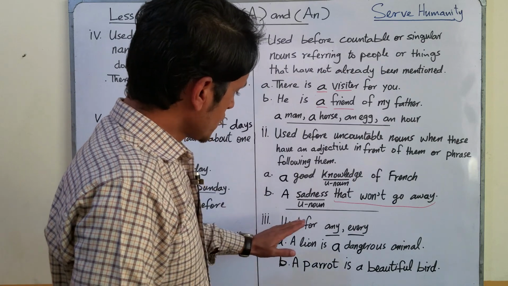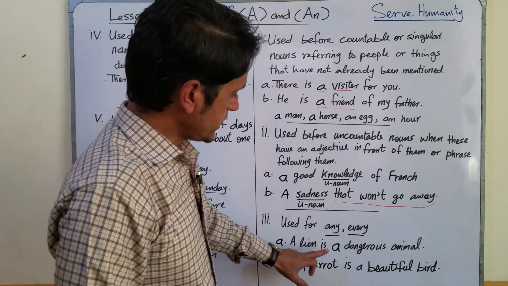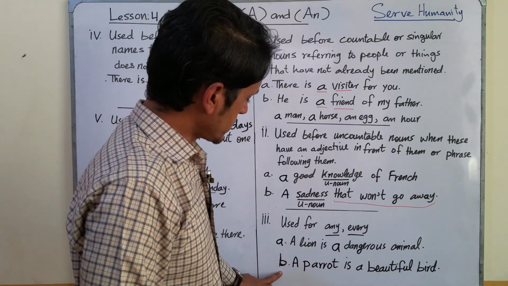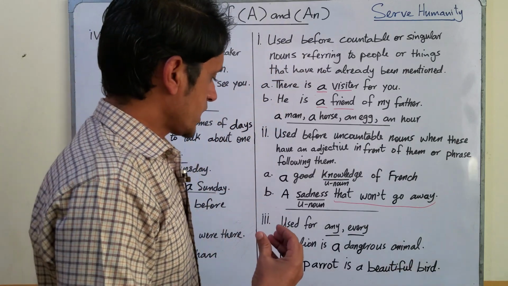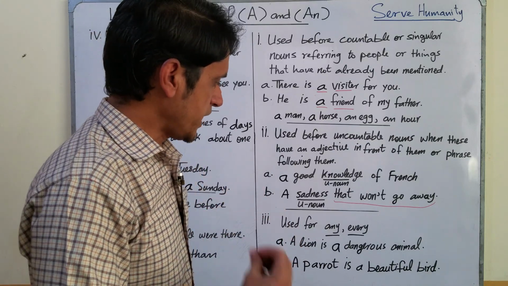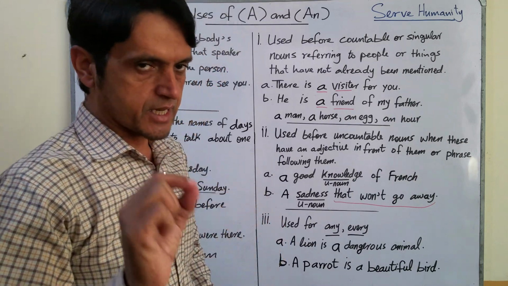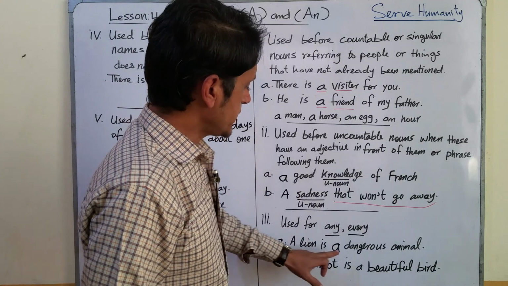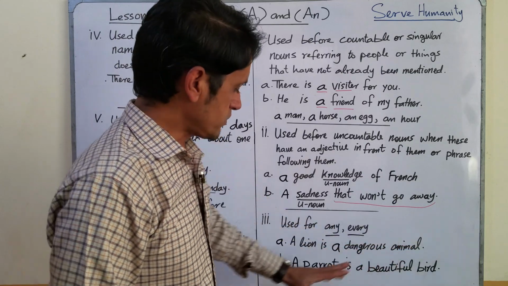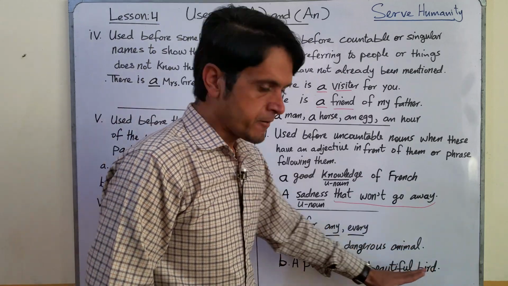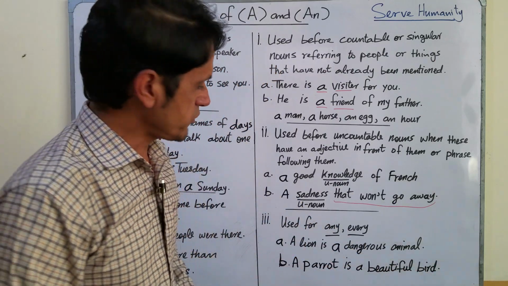Now number three, use for any, every. Example one, a lion is a dangerous animal. Number two, a parrot is a beautiful bird. When we take the meaning of any and every in a sentence, we can use indefinite article a. For example, a lion is a dangerous animal, so it means that every lion is a dangerous animal. Or a parrot is a beautiful bird, so it means that every parrot is a beautiful bird, or any parrot is a beautiful bird.